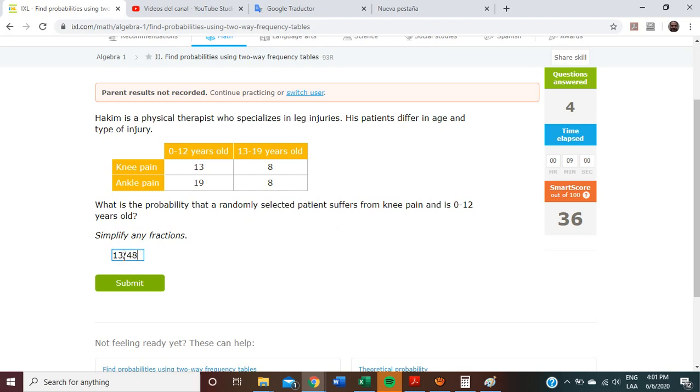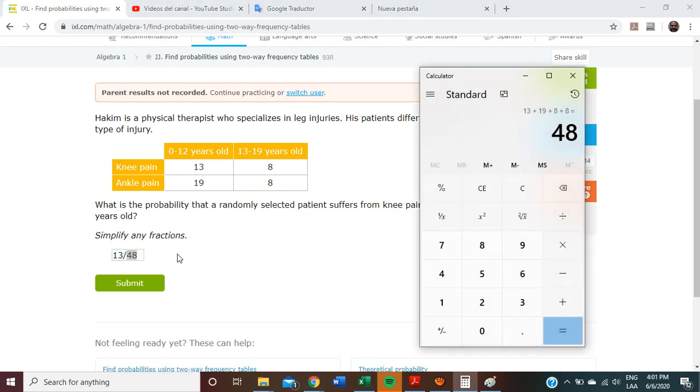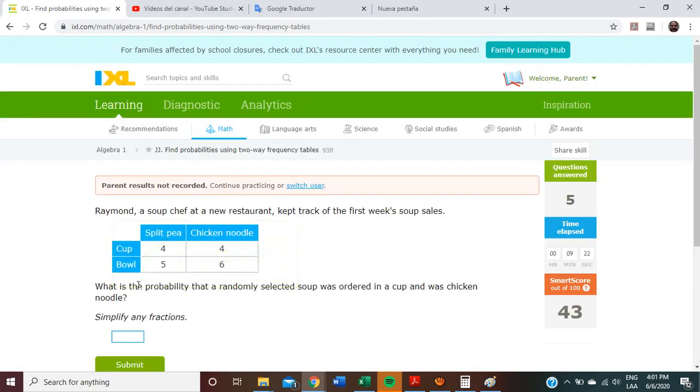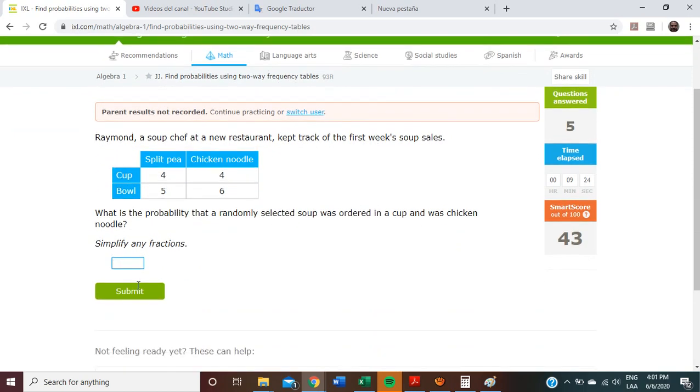Okay, can we, well, 13 is a prime number. It can only be divided by 1 and by 13, and 48 cannot be divided by 13. Or can it? 48 divided by 13 equals no. Okay, so this is our final answer. We submit it and we have a fantastic answer.